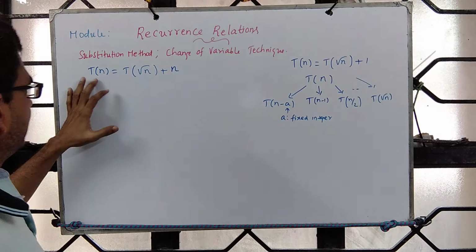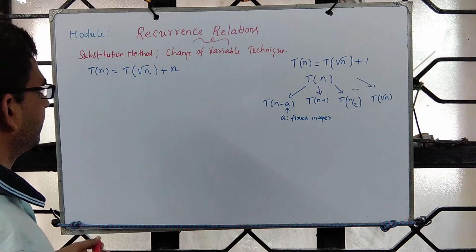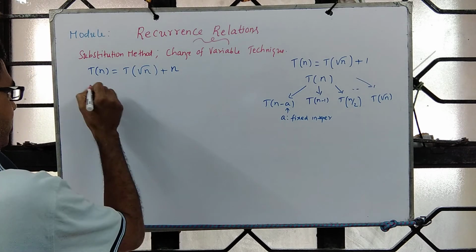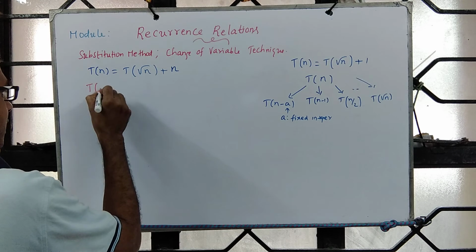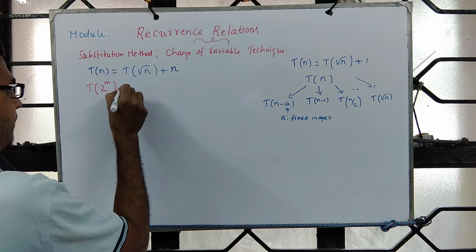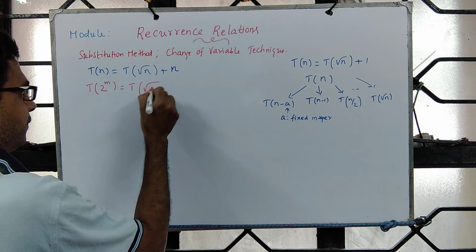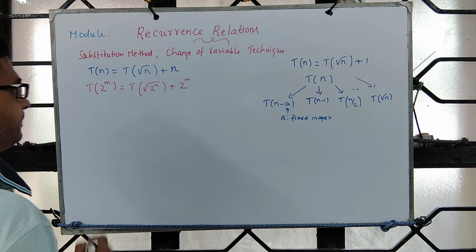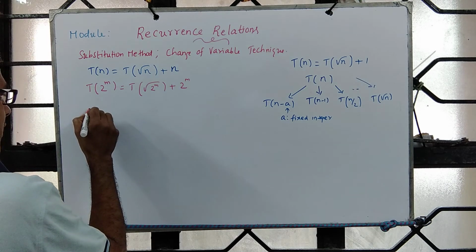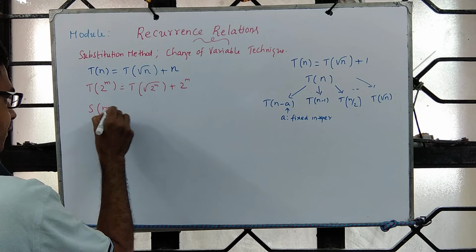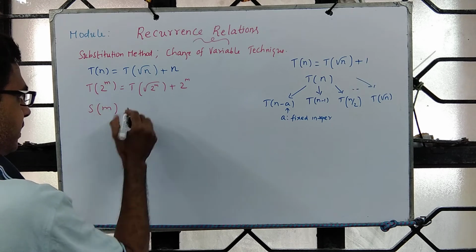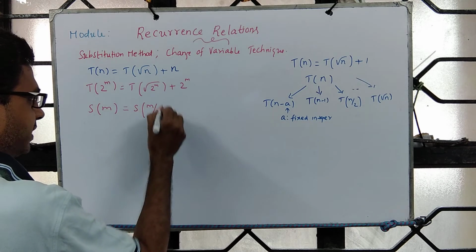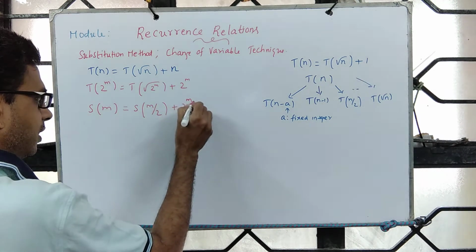So let's look at this recurrence relation. T of n is equal to t of root n plus n. Follow this style of substitution. Let's assume n is 2 power m. So we get t of square root of 2 power m plus 2 power m. Correct? So now again change of variable with respect to the function t. So you get s of m is equal to s of m by 2 plus 2 power m.